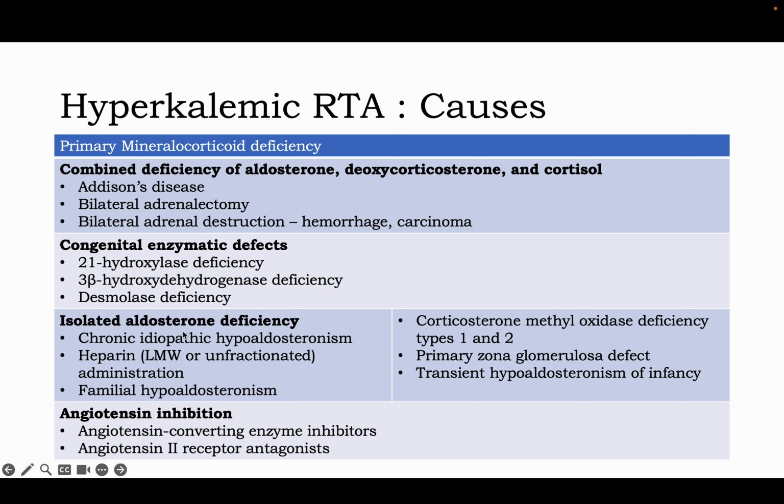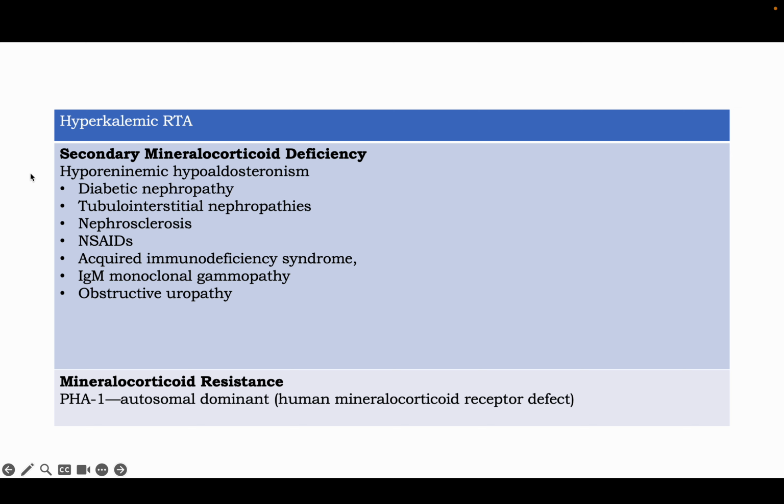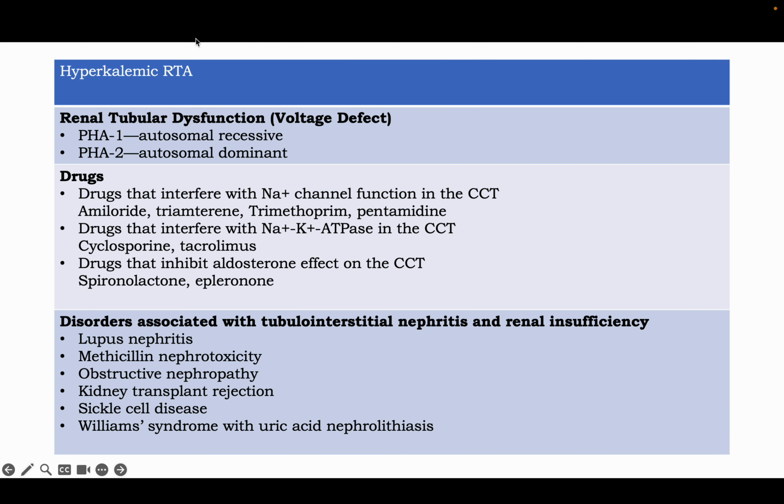Other things like angiotensin inhibitors, ACE inhibitors or ARBs, can cause hyperkalemia because of type 4 RTA. Then distal tubular nephrosclerosis, NSAIDs, and obstructive uropathy can cause it. Mineralocorticoid resistance can be due to autosomal dominant pseudohypoaldosteronism type 1, where resistance to aldosterone is seen. Type 1 and type 2 involve drugs like amiloride, triamterene, trimethoprim, cyclosporin, and tacrolimus. They all can cause hyperkalemic RTA. Spironolactone and eplerenone can cause defective aldosterone action and type 4 RTA. Others like lupus nephritis, obstructive uropathy, and sickle cell can also cause type 4 RTA.